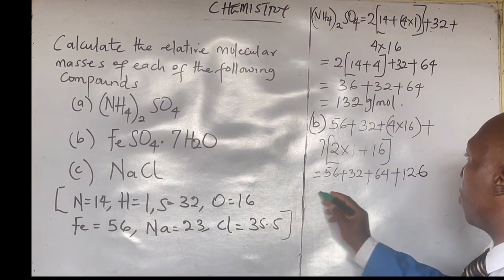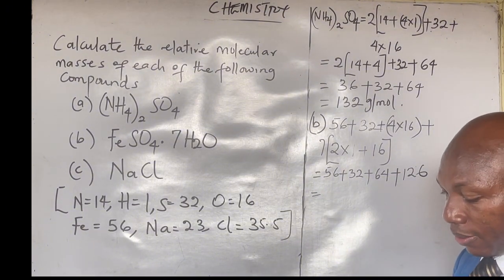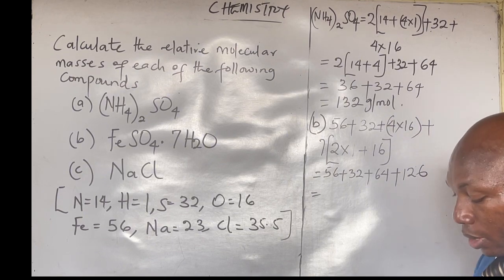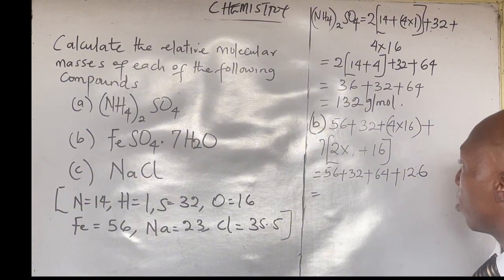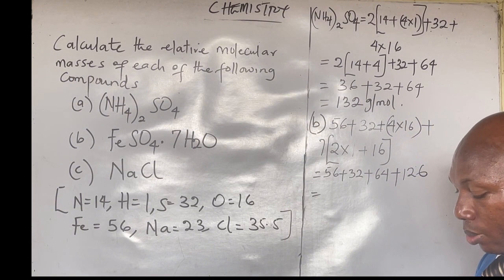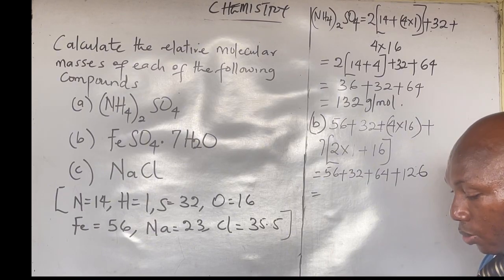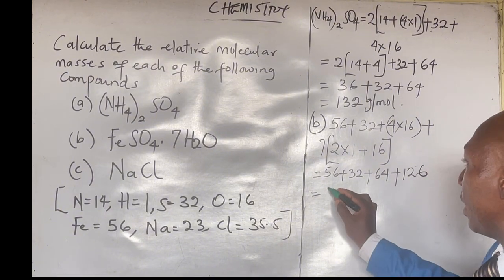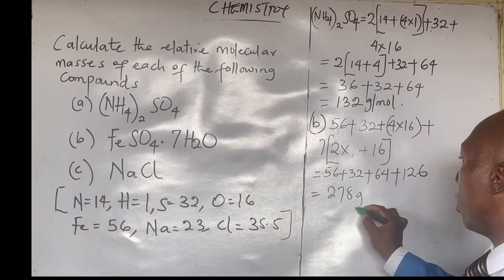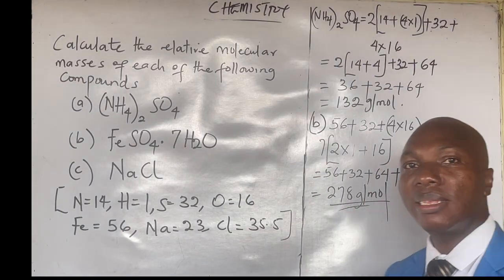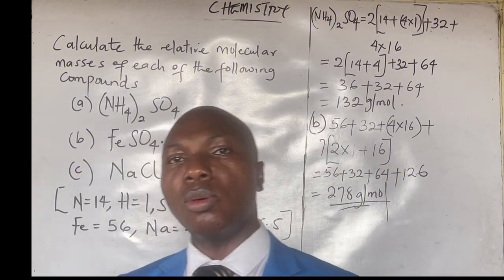So when we add this very well, we have 56 plus 32 plus 64 plus 126. So the result is 278 gram per mole. So that's how to calculate the relative molecular masses.